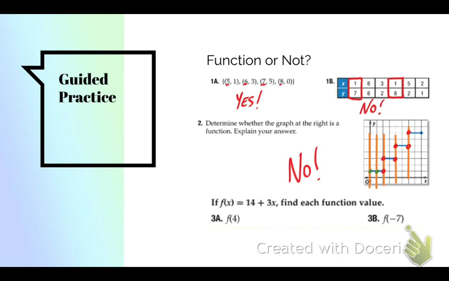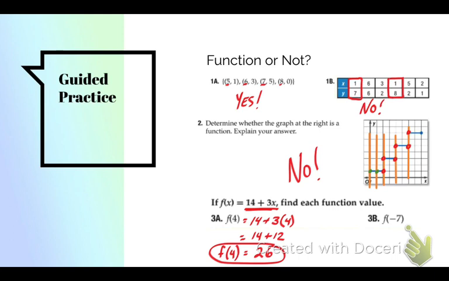Our last piece here, asking us to evaluate the function 14 plus 3x at 2 different spots. So my first one, the function evaluated at 4. So I'm going to plug in 14 plus 3. Instead of x, we're putting a 4 in there. So that's 14 plus 12. So my function at 4 equals 26.